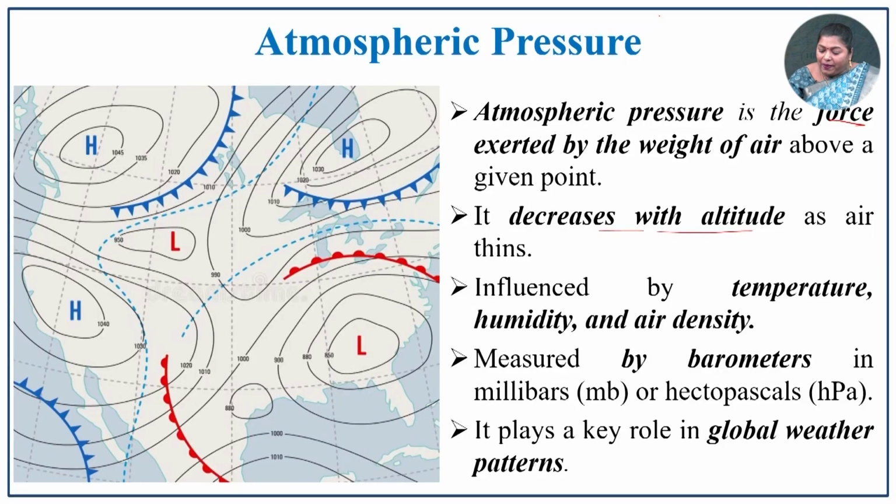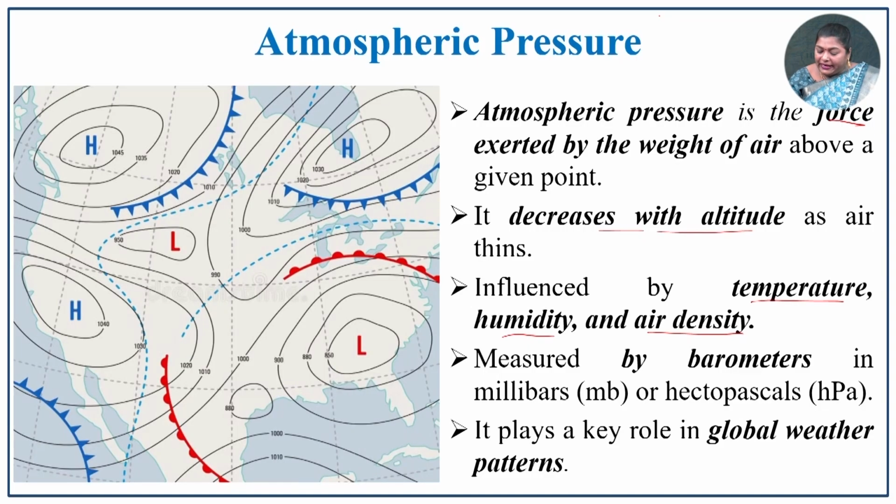It is influenced by temperature, humidity and air density. These are the factors which determine atmospheric pressure. It is measured in millibars or hectopascals. These are the units used to measure atmospheric pressure. It is important for the global weather pattern, so in order to determine the global weather pattern, atmospheric pressure is most important.